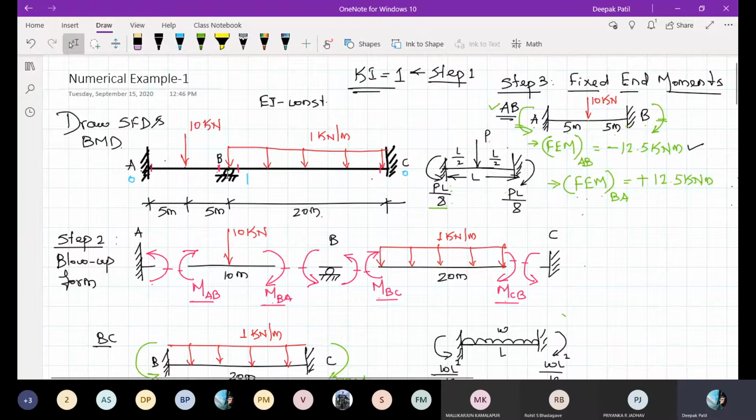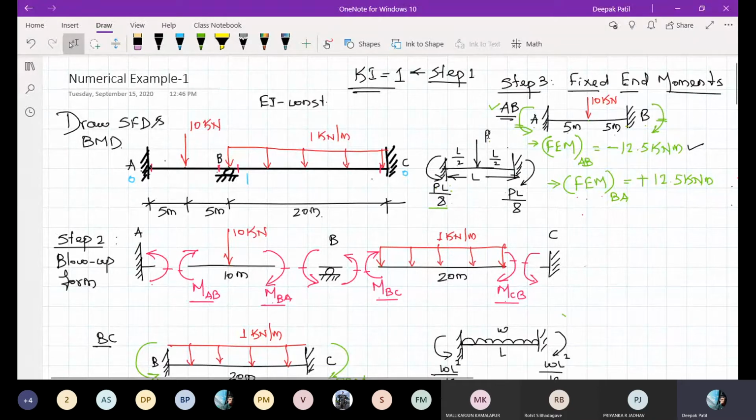So we started with that, and then in step 2, I have drawn the blow up form of the structure with all the clockwise moments first for the span AB and span BC, and the other adjacent moments I took as the opposite of that to maintain the equilibrium. So this we did in the second step, and in step 3 we found out the fixed end moments, and I told you how to find out fixed end moments. We have a standard formula to find the fixed end moments.